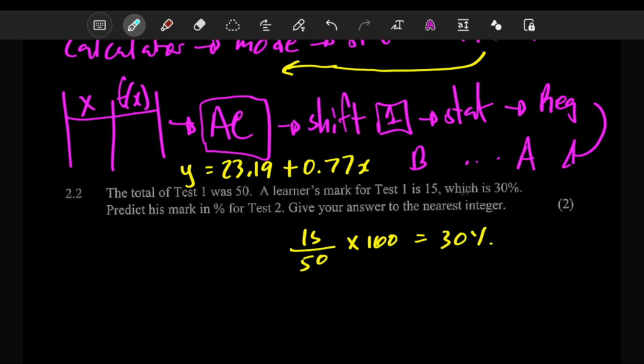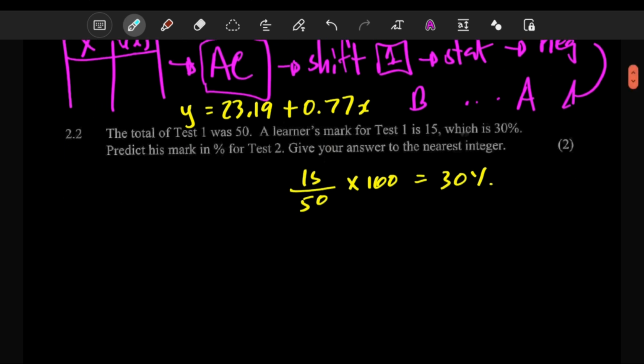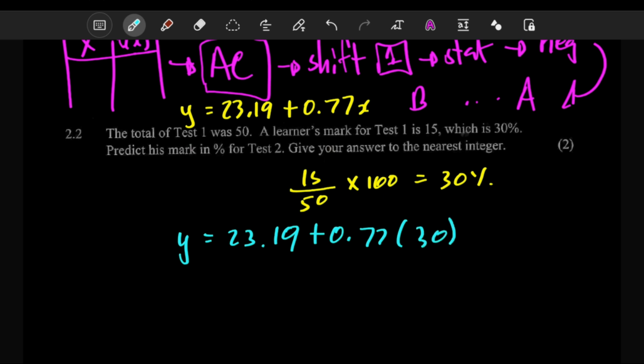You're just going to drop in the number 30 where x is. So here we're going to have y is equal to 23.19 plus 0.77. If you drop a 30 here and then you just double check this in your calculator, that's what this gives us in the calculator.